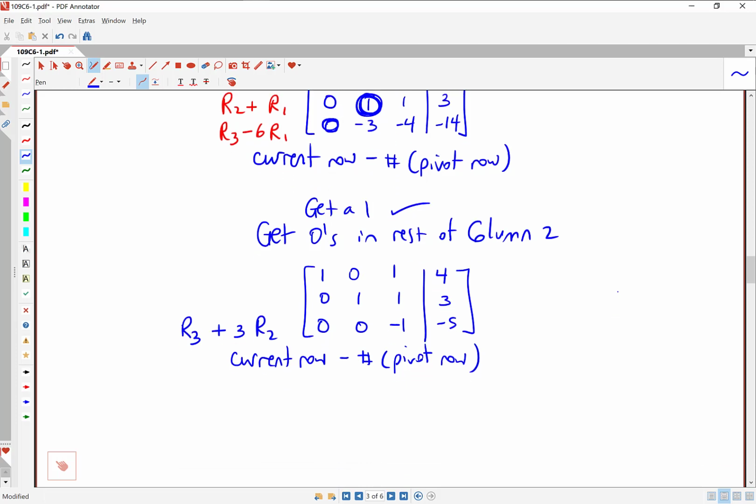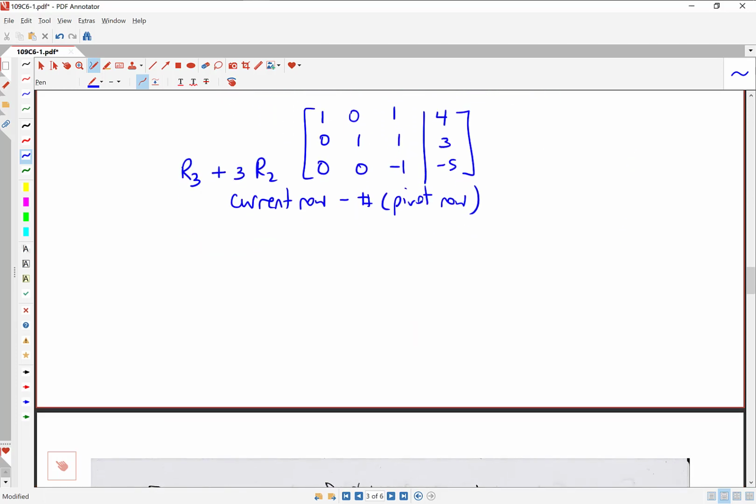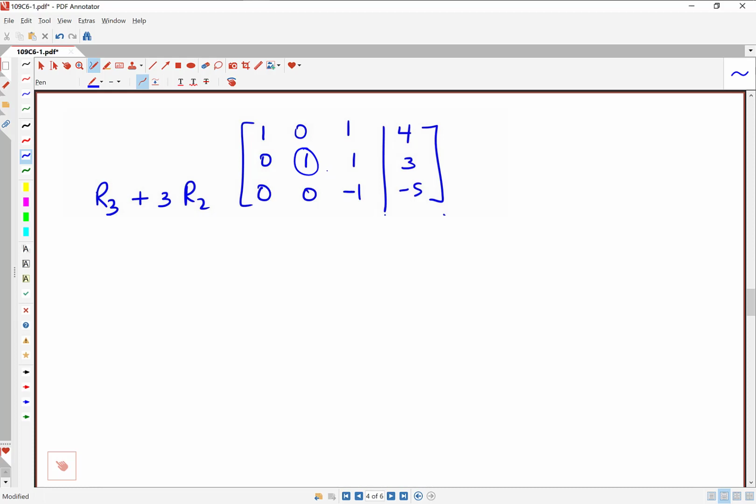So now we're really in the home stretch, because if we think about what else we have to do, well, we just have to create a 1 in this bottom right position and then clean up the rest of column 3. So we're 2 steps away. So we're going to move from our current pivot, we're going to move down and to the right, and that's going to be the location of our new pivot.